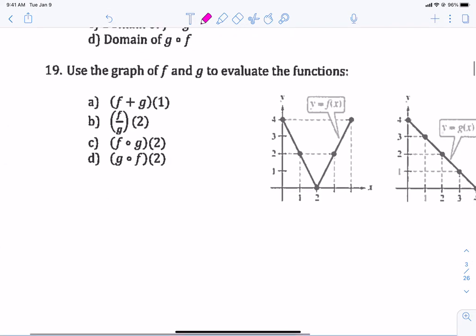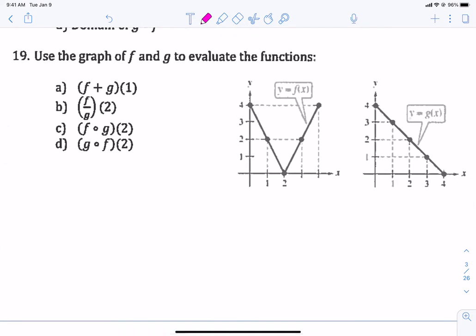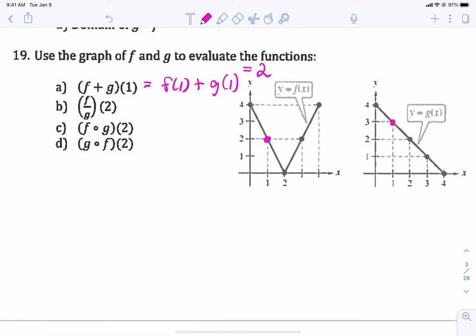Okay. Let's take a look at using functions to evaluate things like this, you know, an actual picture. F plus g of 1. That is really just f of 1 plus g of 1. Now remember when we used the functions earlier? We used the pictures. So go to your function, f of 1. What is the height at 1? Well, it's 2. And then if we go to the other function, what is the height at 1? It's 3. So the answer is 5.